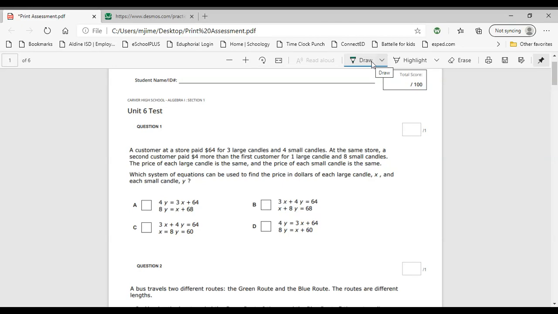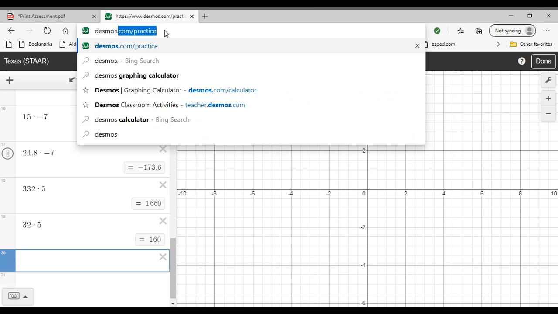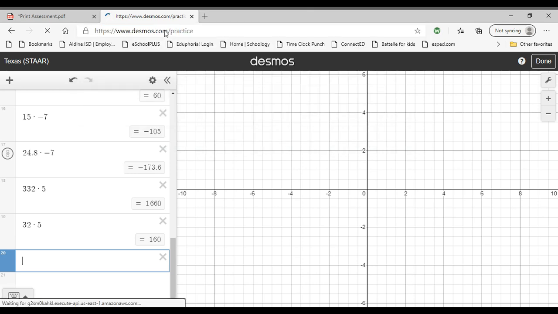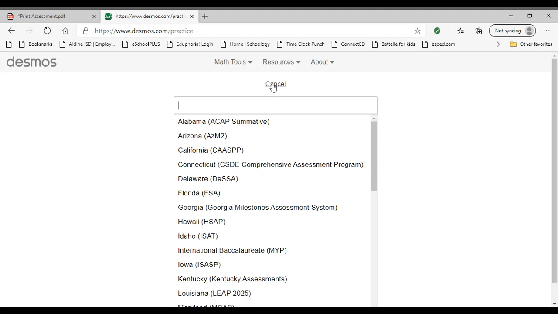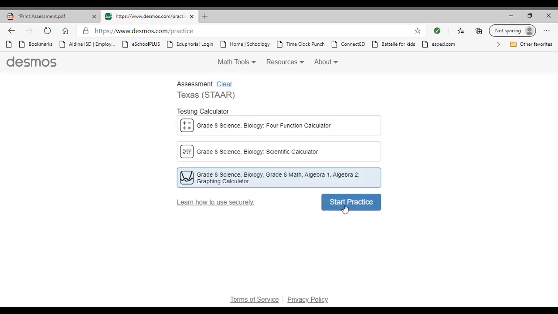This is the third video. This is how you take this test if you just want to use graphing. First thing I want you to do is go make sure that you go to desmos.com/practice, because this is the calculator that you'll be able to use on STAR. There are certain things that you can't do on Desmos and STAR. The only difference is that you have to solve the equations for y in order to graph.